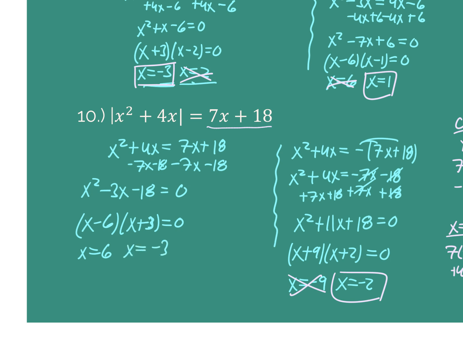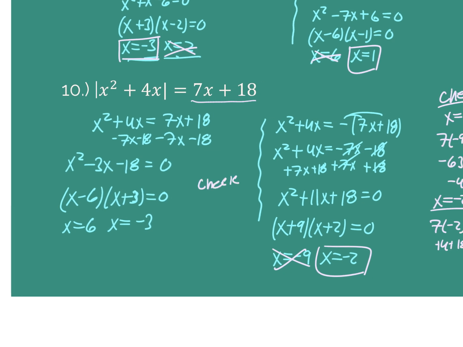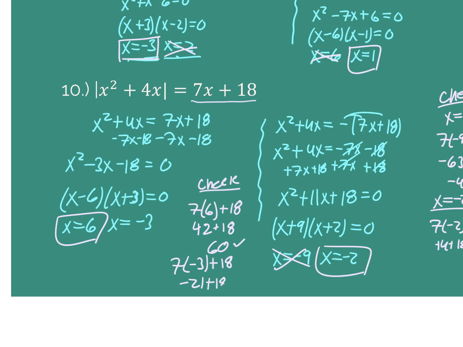Again, I do want to check these, making sure that these are valid solutions. I'm going to plug in 6. I get 7 times 6 plus 18, which is 42 plus 18, which is 60. That is a positive number, so this one is going to work. And let's check negative 3. I get 7 times negative 3 plus 18, which is negative 21 plus 18. That gets us a negative 3, and because it's negative on this side of the equal sign, negative 3 is not a valid solution. So I only have 2 here again: 6 and negative 2.